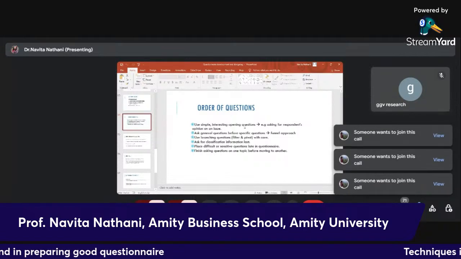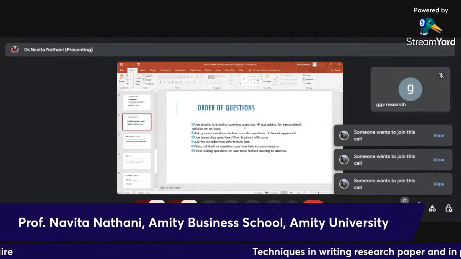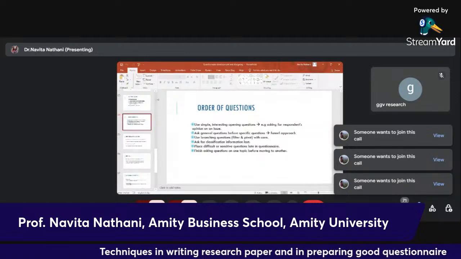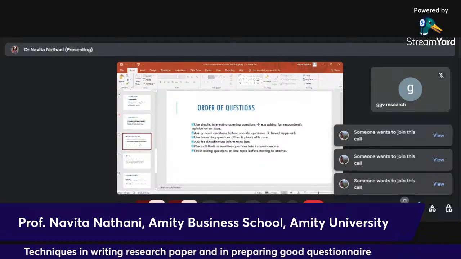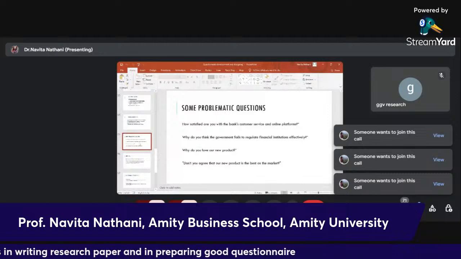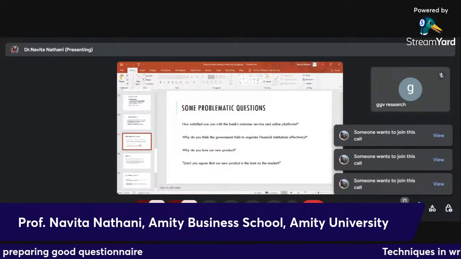So finish asking questions on one topic before moving to another. So completely एक variable का पूरा measure करने के बाद we have to shift to another variable. This is what the order is.